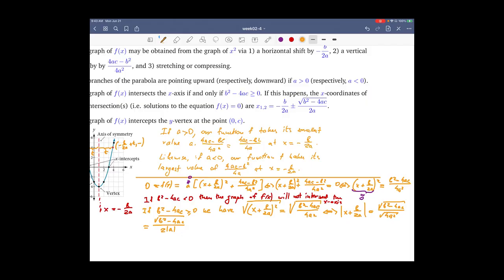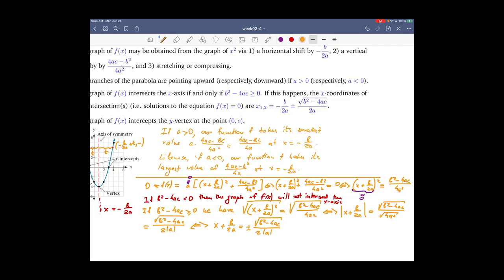All right. Remember when we talked about solving equations involving absolute values, the equation absolute value of x equals a, where a is greater than or equal to 0, is equivalent to x being plus or minus a. So this time we end up with x plus b over 2a equals plus or minus root b squared minus 4ac over 2 times the absolute value of a.